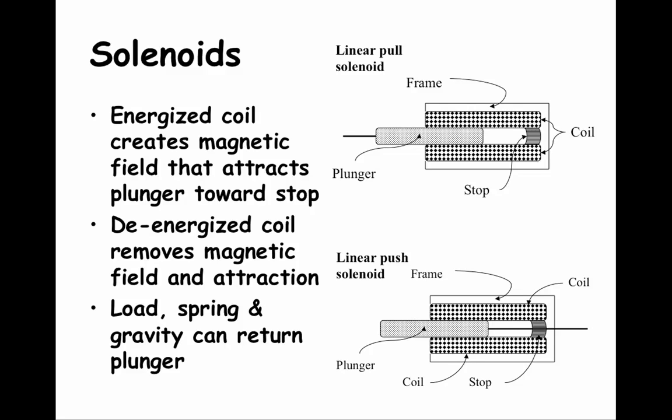When the coil is de-energized, the magnetic field disappears and the attraction between the coil and the plunger is removed. The plunger can return to its de-energized position because of a load attached to the plunger or because of gravity if the solenoid is mounted vertically.